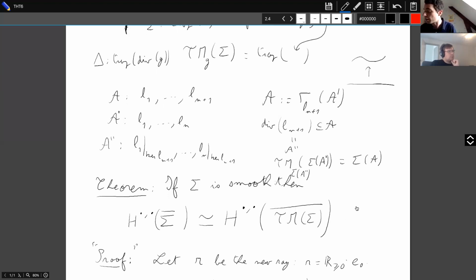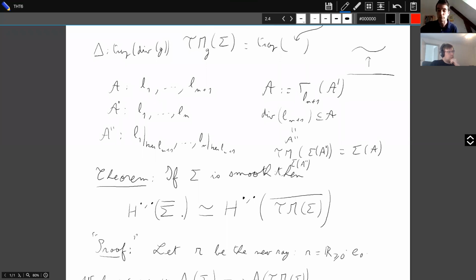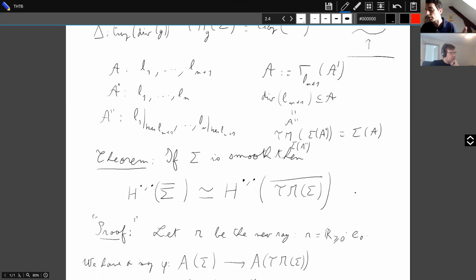So here it's exactly the same, but we have to compactify, and don't forget the divisor, etc. And so, again, the tropical world is not so true. We need sigma to be smooth for this to be true. And so if sigma is smooth, then the cohomology of the compactification of sigma is isomorphic to the cohomology of the compactification of the tropical modification of sigma along any delta, if delta is smooth.